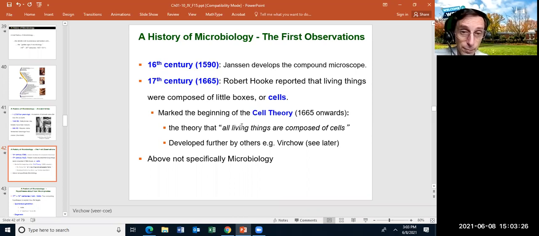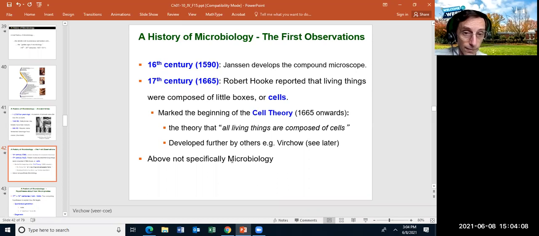But as the microscopes improved, they started noticing cells in animal tissue, and that marked the beginning of the cell theory. And that is, the cell theory is all living things are composed of cells. And that was developed further by others, and then formally written up by Virchow, that all living things are composed of cells. But the very beginning of it was Robert Hooke looking at plants and seeing cells.